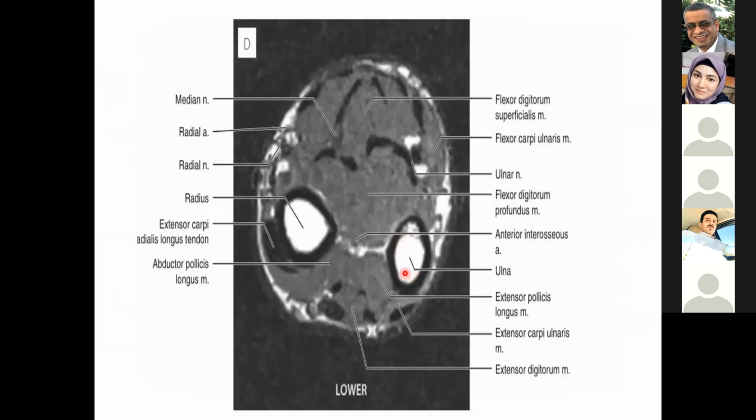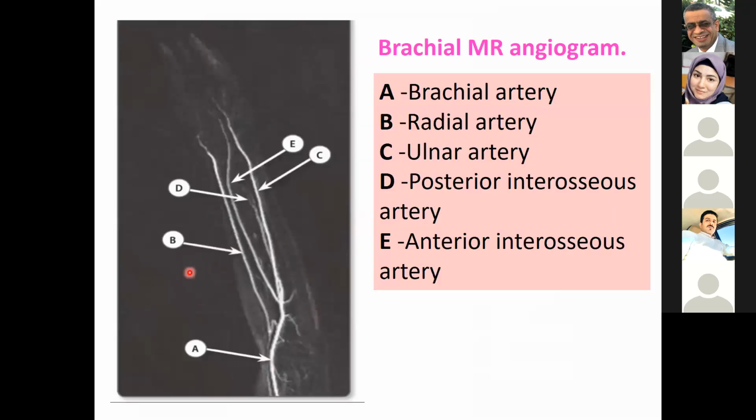This is also the lower part. This is the ulna, the radius, this is flexor digitorum profundus. These are the extensor muscles. This slide shows MR angiography. This shows the brachial artery, the radial artery, also the ulnar artery with its anterior and posterior interosseous arteries.